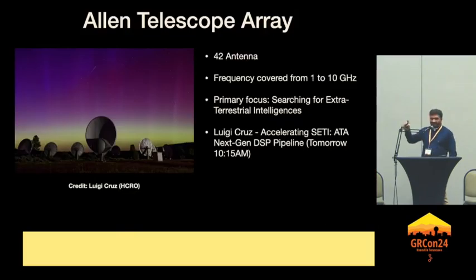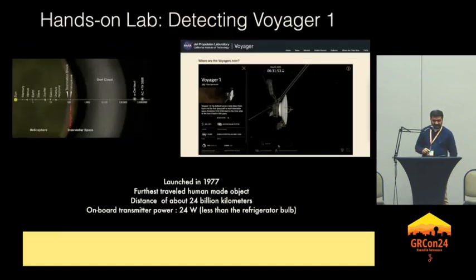I'm not going to talk too much about it, but the telescope we have used for this is the Allen Telescope Array. It's a fantastic instrument, but Luigi Cruz, who is also in the audience, is going to talk more about the ATA tomorrow, so do come out for that, where he will go at length about what the ATA is. It's basically an array of 42 antennas, 6 meters in size. It covers 1 to 10 gigahertz in frequency, and its primary purpose is to search for life. It is in Northern California, and it is actively searching for all kinds of extraterrestrial signals that we could possibly think of.